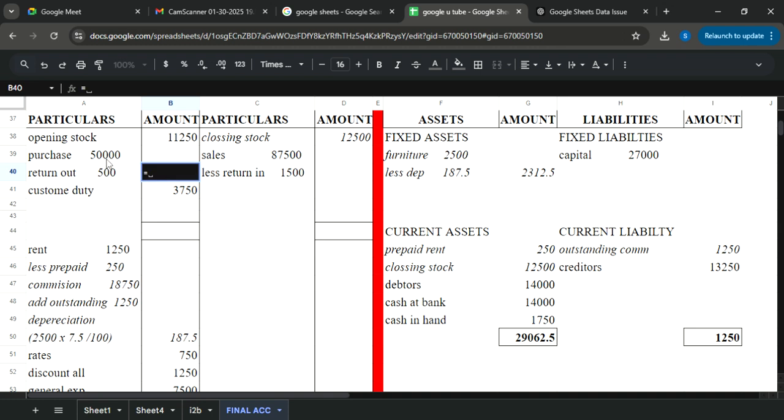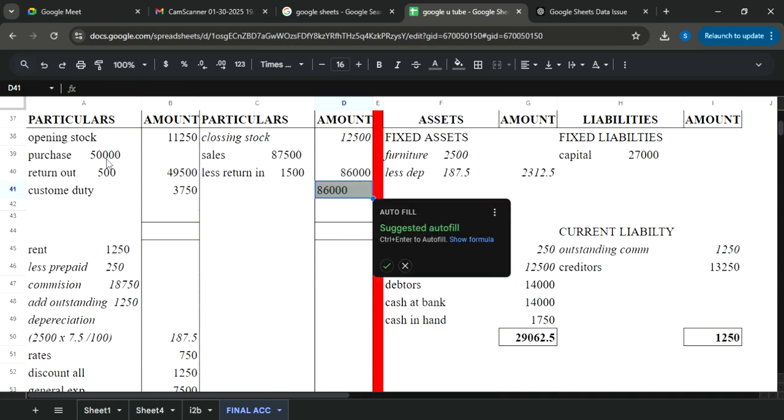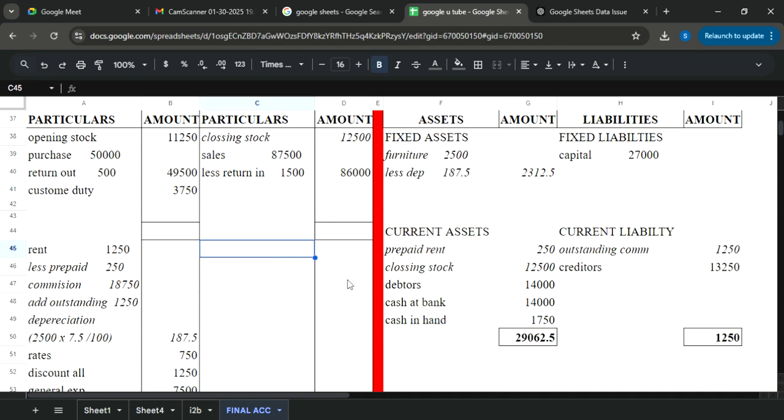50,000 minus 500 we can directly calculate. 50,000 minus 500, we have got 49,500, and similarly returns would be subtracted from sale: 87,500 minus 1,500. So in this way the trading part has been completed. Now we are going to start its calculation.